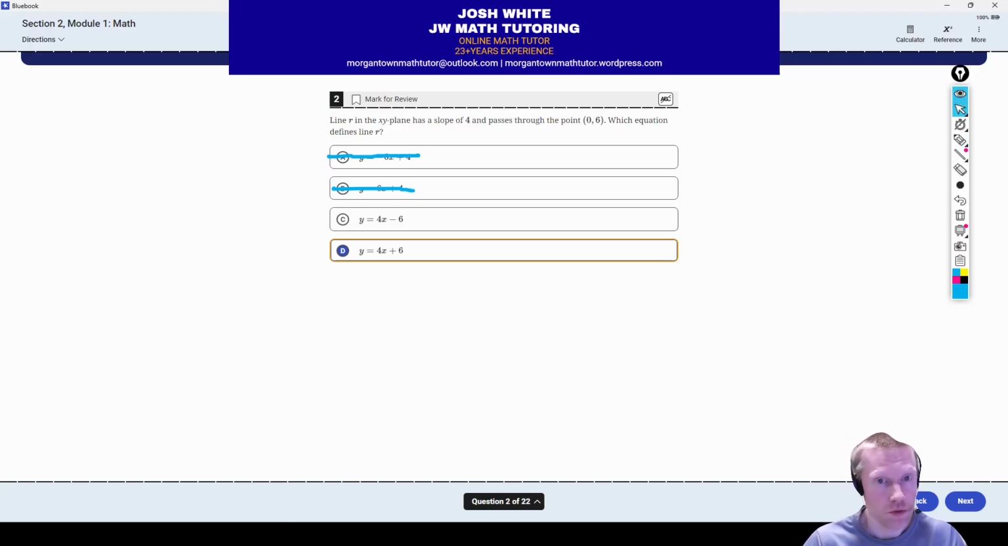Note, you could also do this in Desmos. You could put in the point, and then you could type in the slope and get the equation, but you should hopefully be able to recognize how to put it into slope-intercept form if you're given the slope and given the y-intercept specifically.